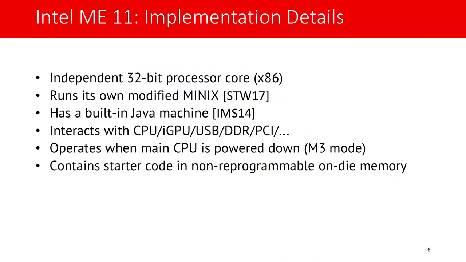Intel has chosen the following design for ME version 11: an independent microcontroller, an operating system based on Minix, and a built-in Java machine. It gets started before the main CPU. Its firmware has parts in the PCH burned into memory and in SPI flash. Main Intel technologies are implemented with the help of the Management Engine, for example, Active Management Technology or PAVP. And we think that SGX too.